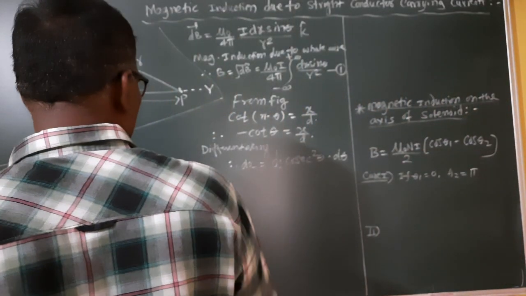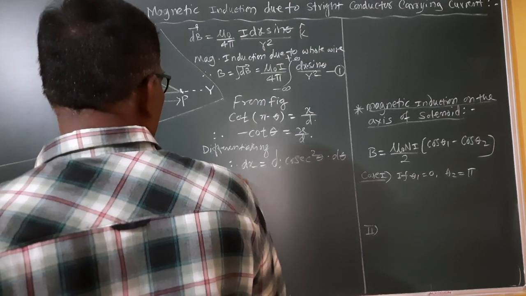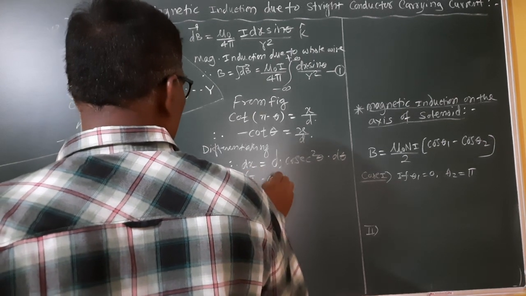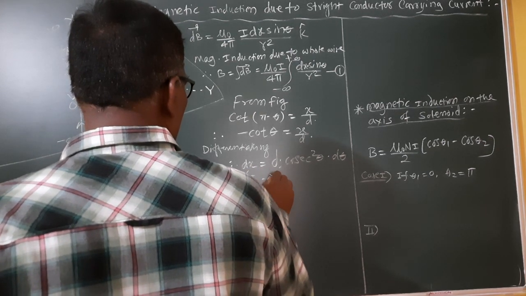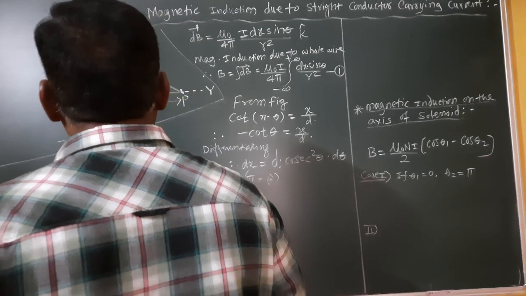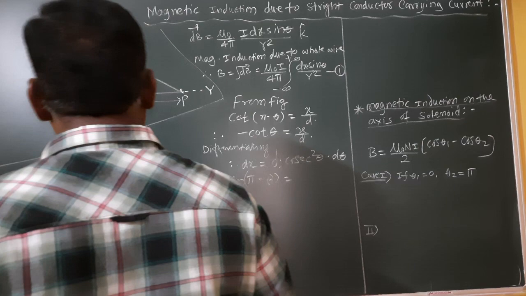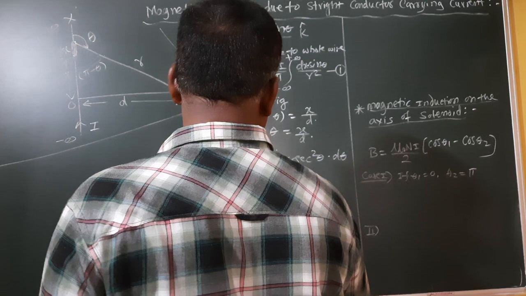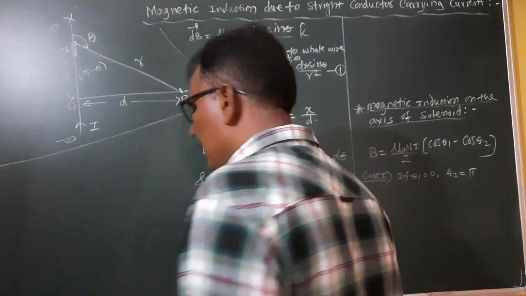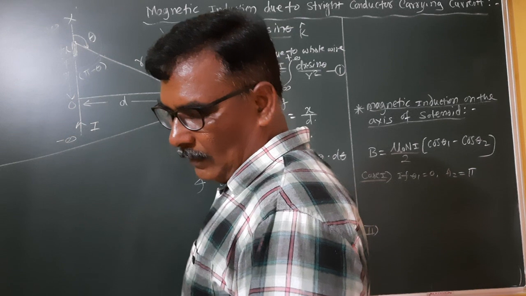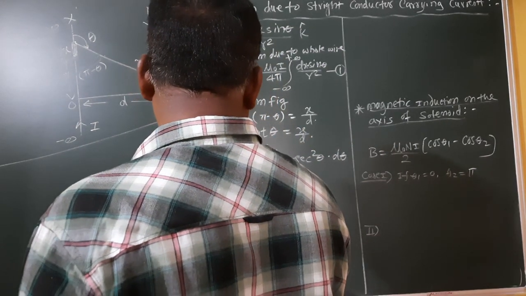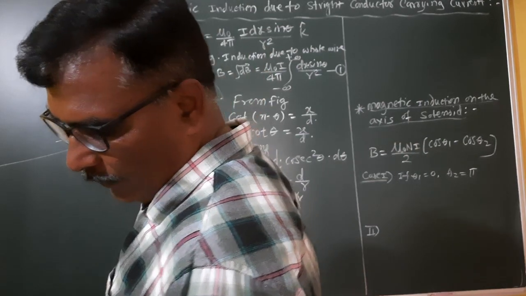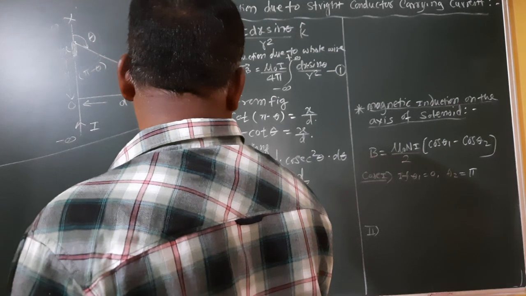Then sine of pi minus theta: sine means opposite side by hypotenuse, that is d by r. Using the trigonometric identity, sine of pi minus theta is sine theta, which is equal to d by r. Substitute this value in equation 1.